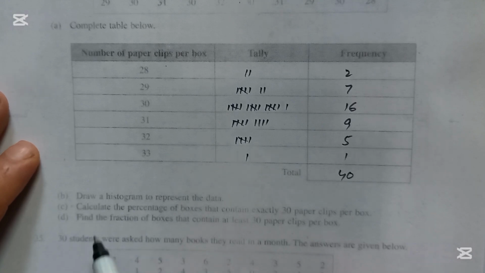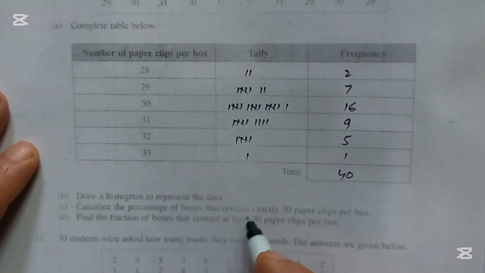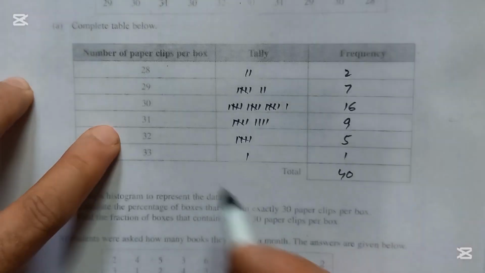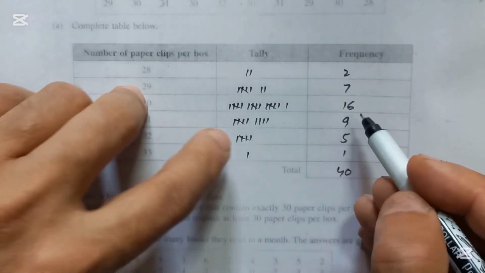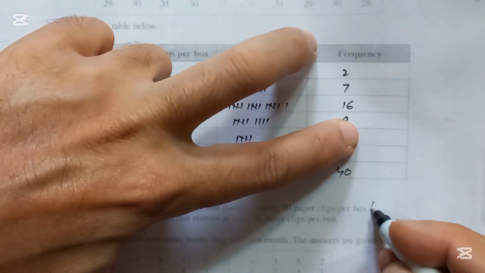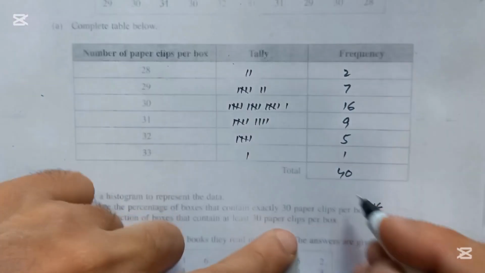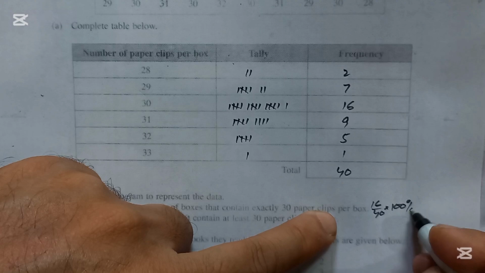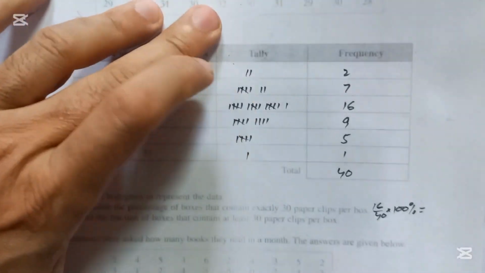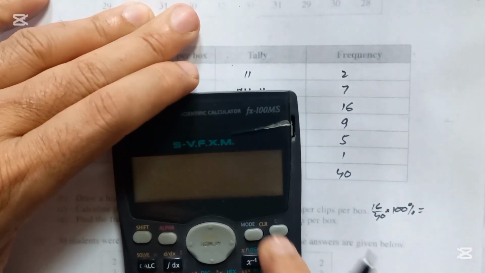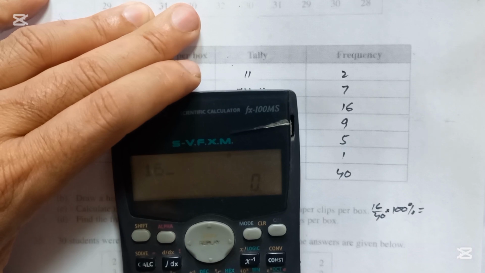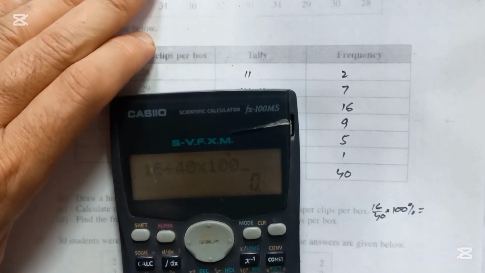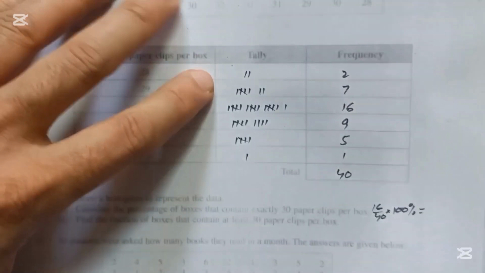B part's requirement is calculate the percentage of the boxes that contain exactly 30 paper clips. So 30 paper clips are actually 16. So 16 will be in numerator, total will be in denominator, multiplied by 100% will give us the answer. So calculate it on the calculator. So 16 by 40 multiplied by 100. Answer is 40%.